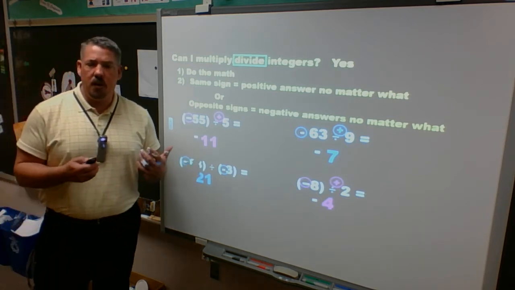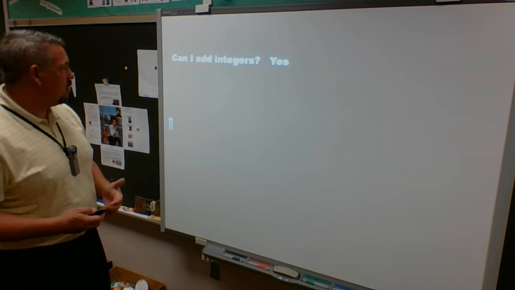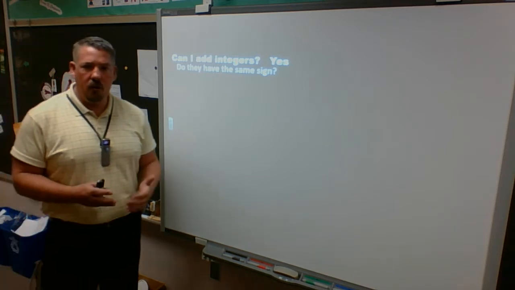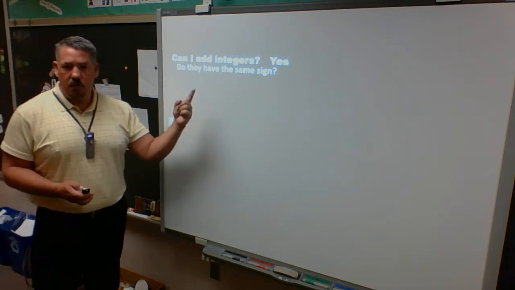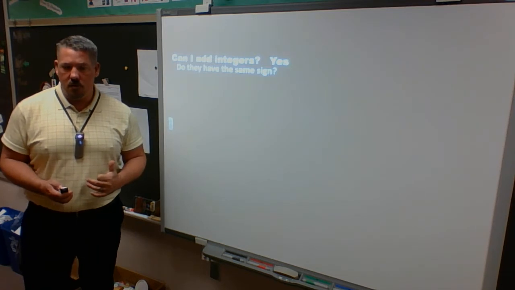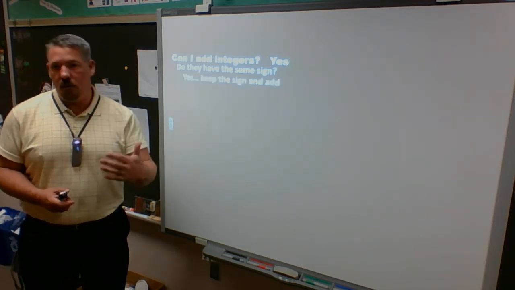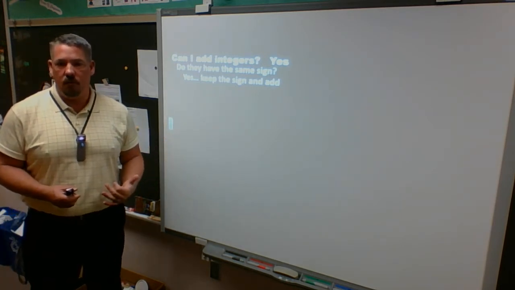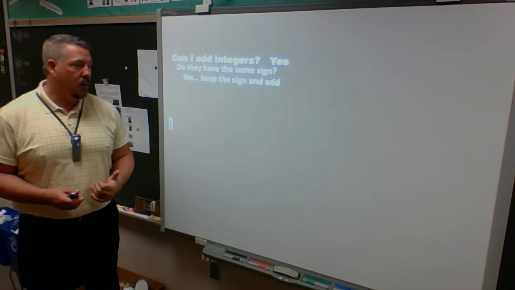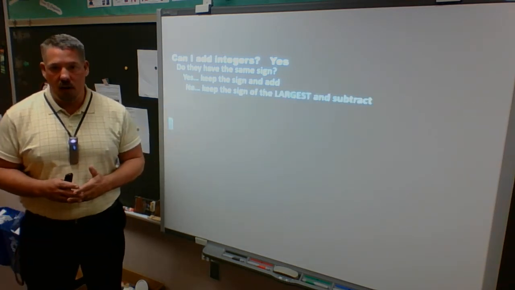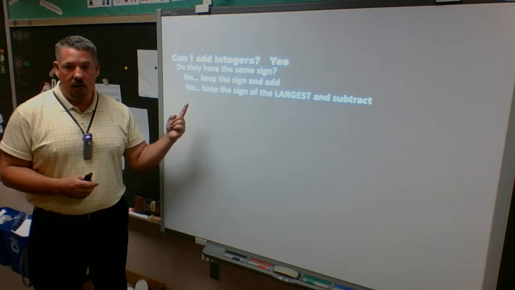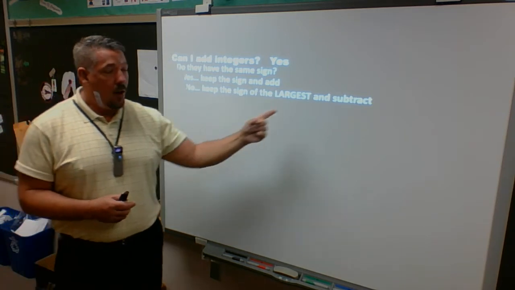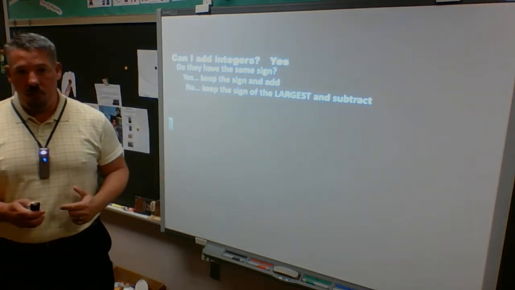All right, so we review then the addition followed by the subtraction. Can I add integers? Yes, I can, once again. Now, these steps are a little different. Do they have the same sign? I have to recognize the sign first. If that's a yes, they are both positive or they are both negatives, then I'm going to keep the sign and I'm going to just add the numbers together. But what we're going to see a lot of times with integers is that the answer is no, they don't have the same sign. And if they don't have the same sign, I'm going to keep the sign of the largest number for my answer part, and I'm going to subtract the numbers from each other.